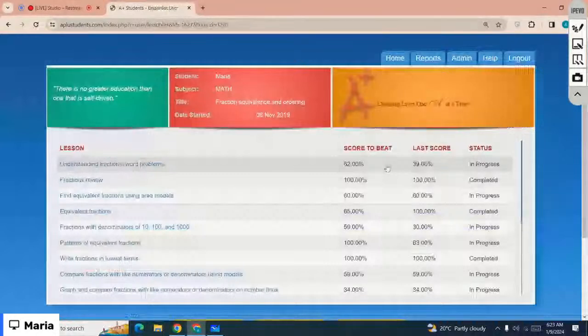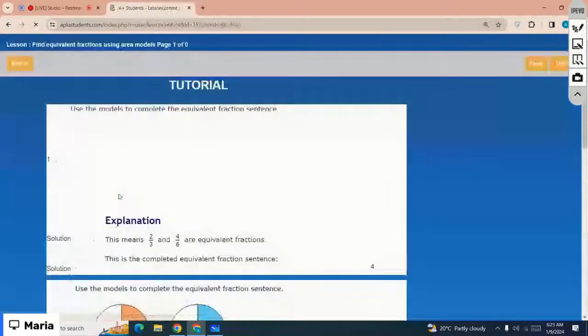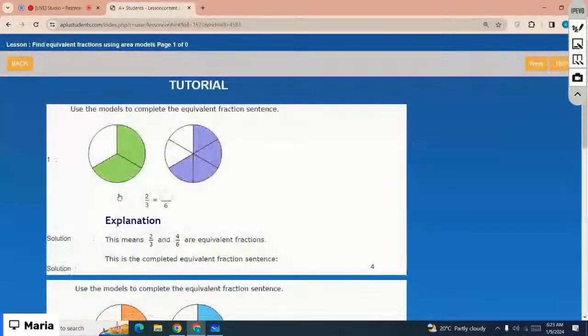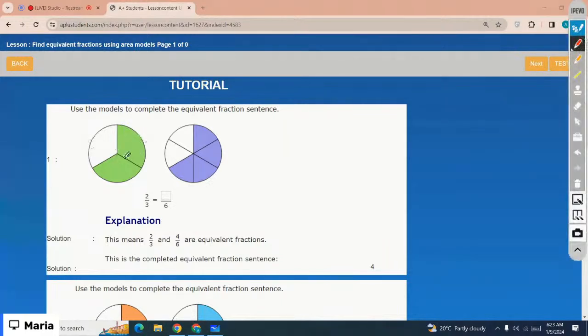Find equivalent fractions using area model. Okay, use the models to complete the equivalence fraction sentence. That is 2 out of 3. Basically, both the models you are given, they are equivalent, right? For this one, that is 2 out of 3, right? The total portions are 3, 2 of them are colored. So that is 2 out of 3.